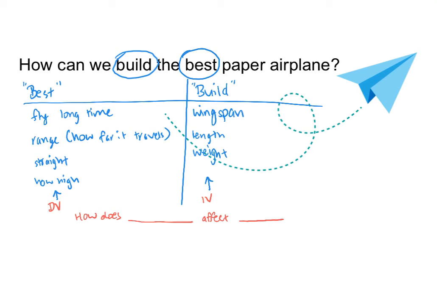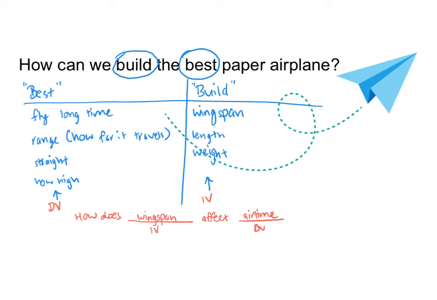So if I chose wingspan, I could say, how does wingspan affect my airtime? And then from that, I would define my IV and my DV, and I would write a hypothesis, and I would create a procedure. So that is what you guys are going to do.